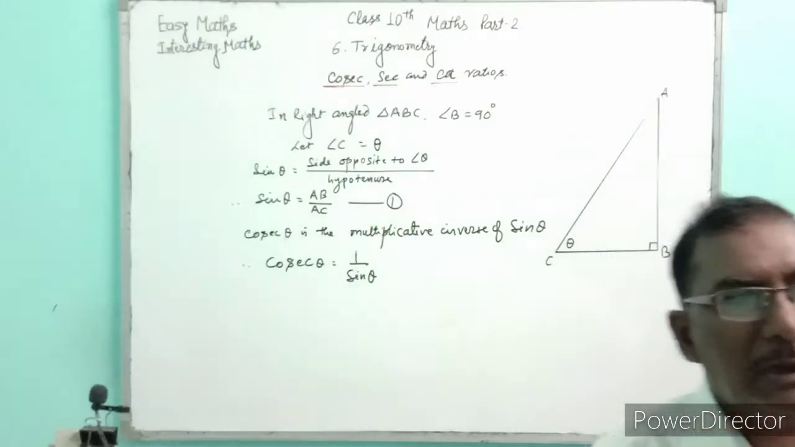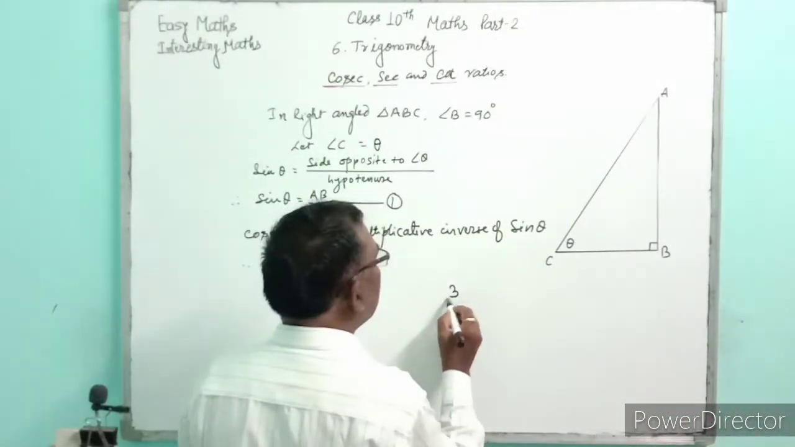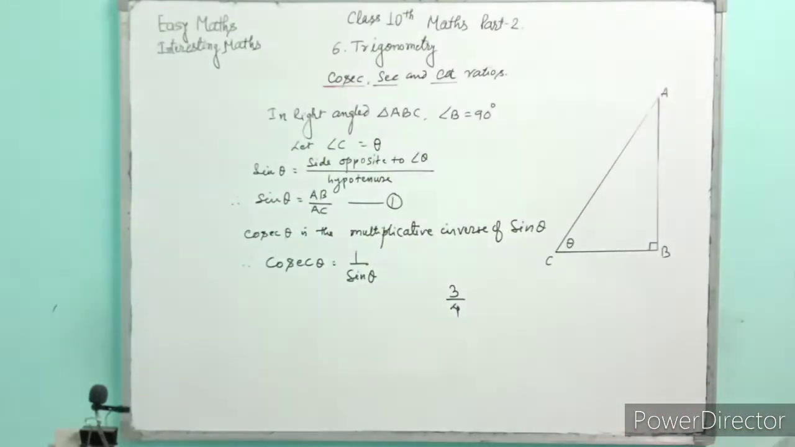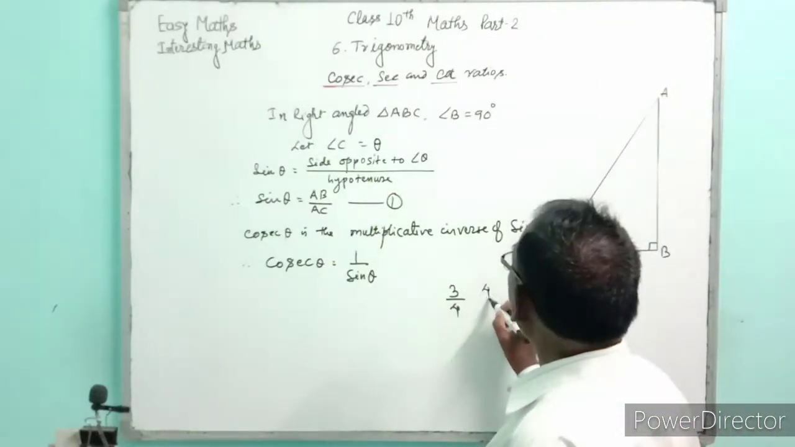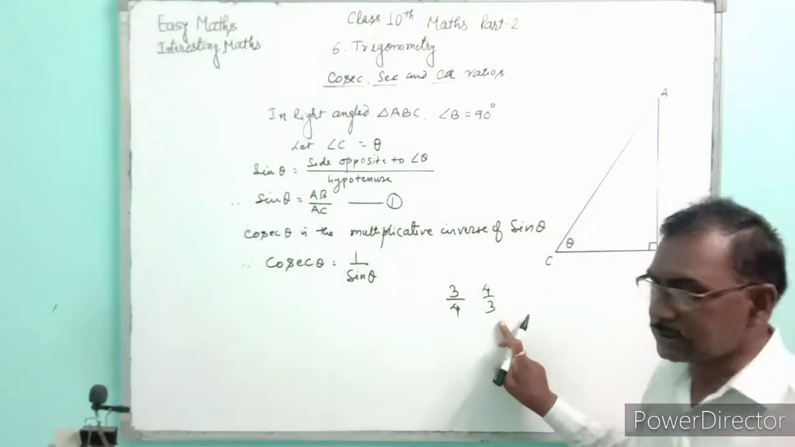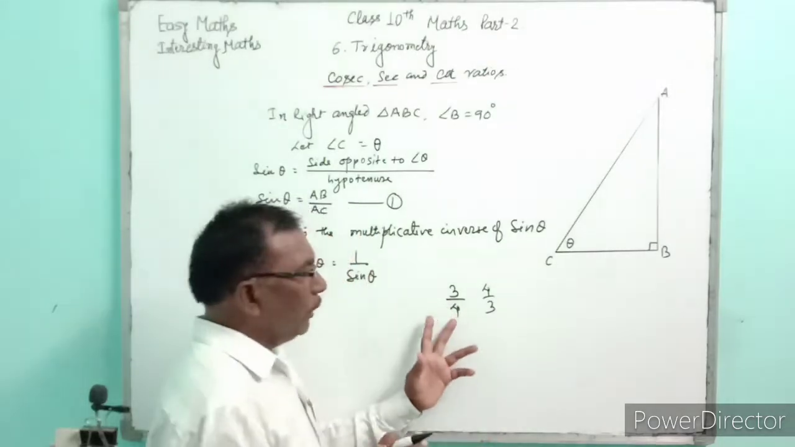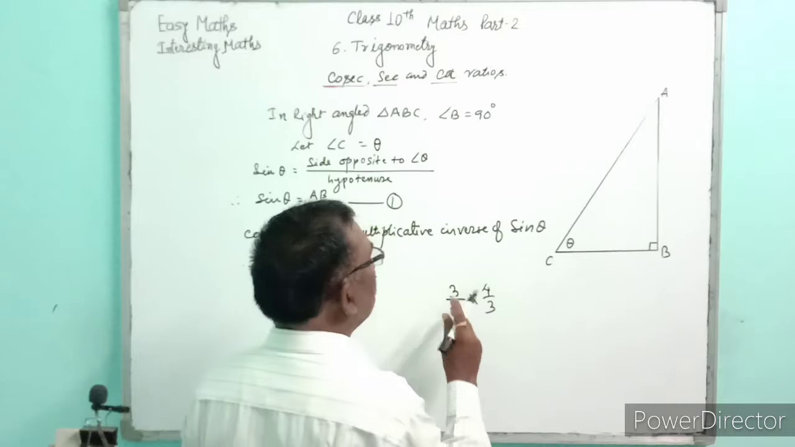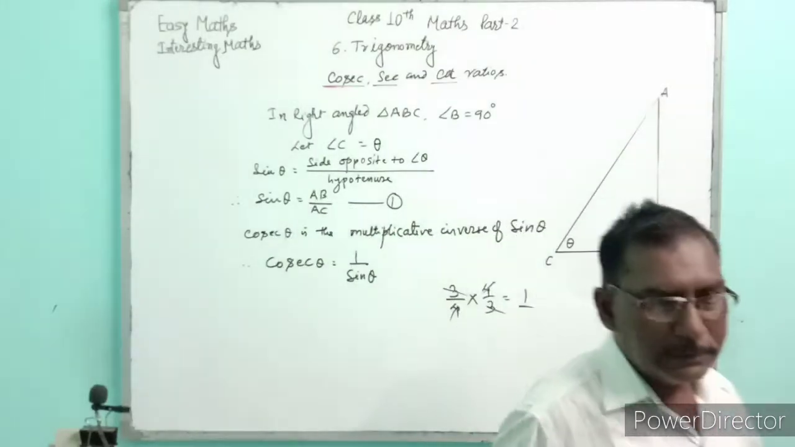Now, what is a multiplicative inverse? Suppose 3 upon 4. This is a fraction. So, what is the multiplicative inverse of 3 upon 4? 4 upon 3 is the multiplicative inverse of 3 upon 4. And when we multiply them, their product will be 1. 3 upon 4 into 4 by 3 is equal to, 3 cancel, 4 cancel, is equal to 1. Like this.